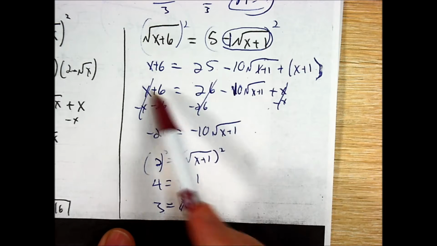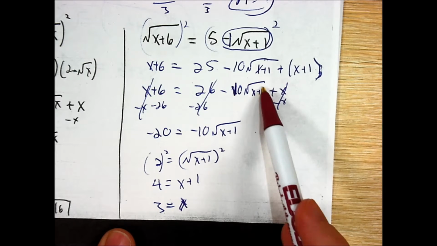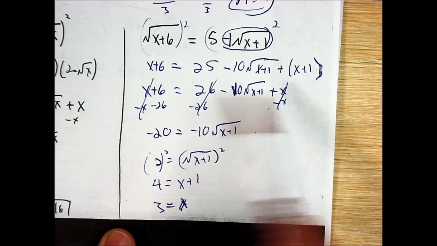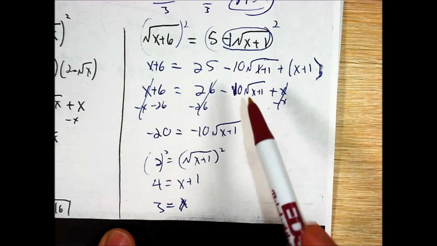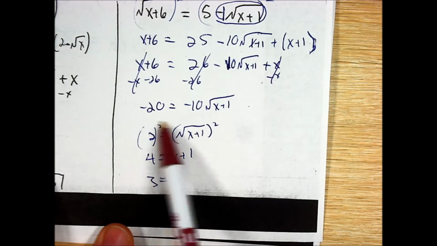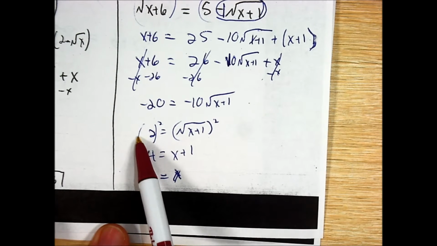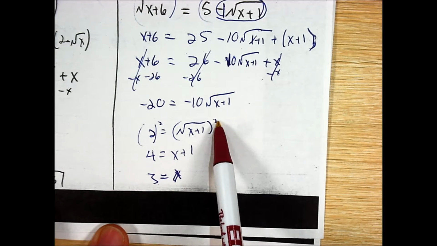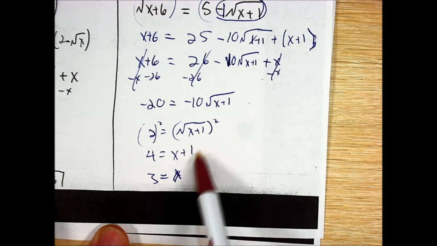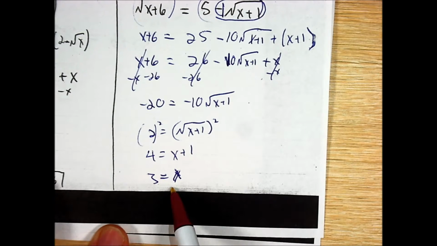And then we still have a square root, so we need to get this by itself. So subtract x, subtract 26. Okay, we get to here. Let's divide by negative 10. Positive 2 now. Get rid of the square root by squaring. 4 equals x plus 1. X is 3. Let's go back and double check.